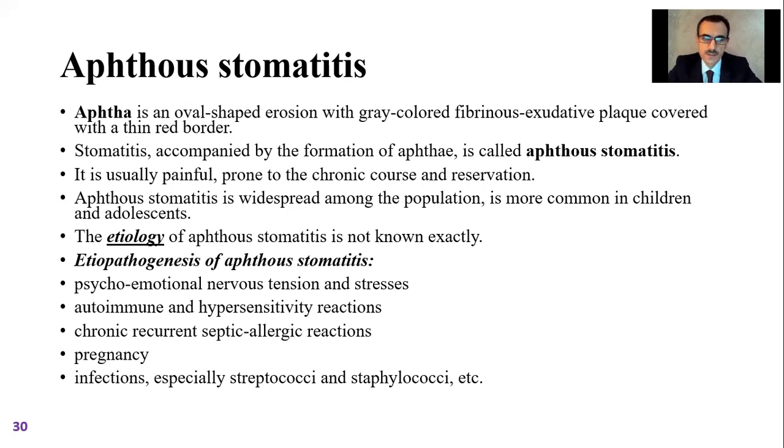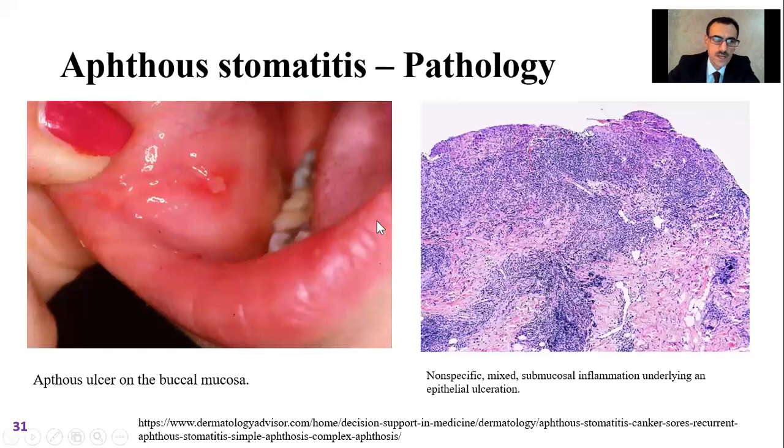Etiopathogenesis of aphthous stomatitis include the psycho-emotional nervous tension and stress, autoimmune and hypersensitivity reactions, chronic recurrent septic allergic reactions, pregnancy, infections, especially streptococci and staphylococci, and etc. Here we see the gross description of the aphthous stomatitis, the aphthous ulcer on the buccal mucosa, and histopathological findings: the non-specific mixed submucosal inflammation underlying the epithelial ulceration is seen.